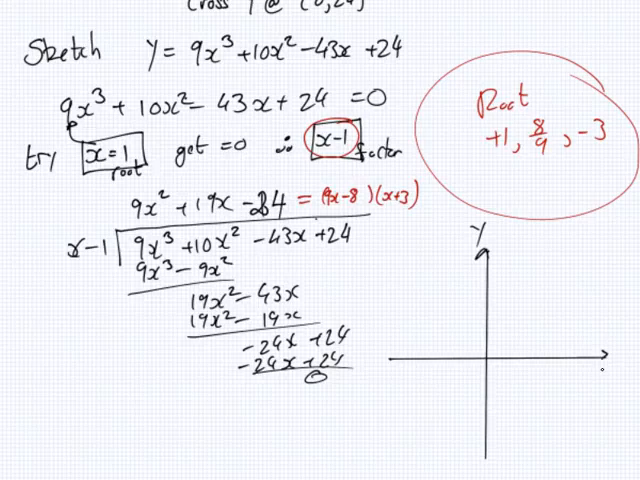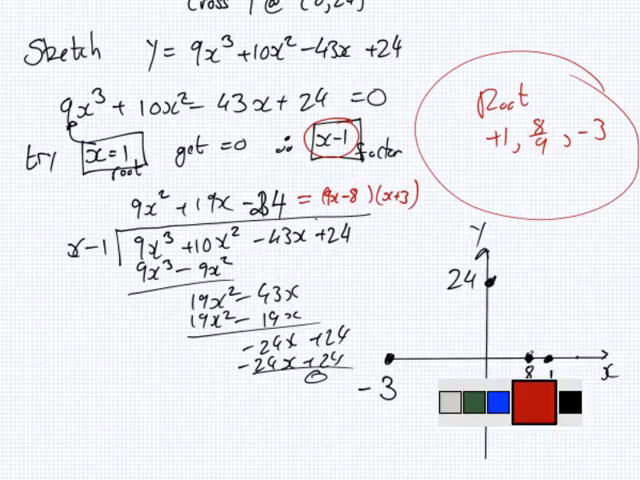We know it meets the y-axis at 24, and on the x-axis it will meet at -3, 1/9... 8/9 and 1, there's 8/9. And then I'll just put minus 3 here. So we have these 4 points.